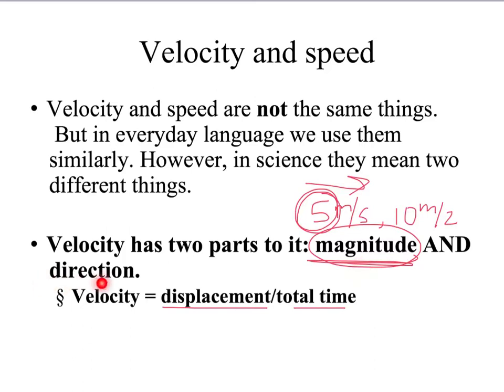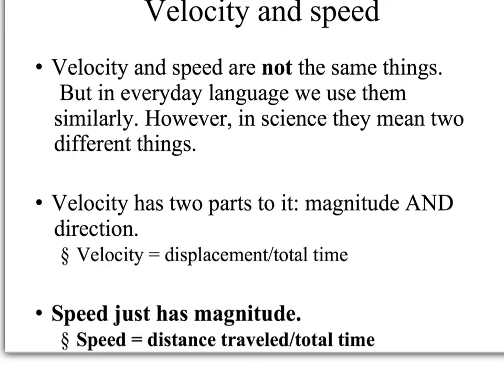But velocity has direction. Speed just has magnitude. So it's actually the distance traveled divided by the total time, not the displacement. And as we showed you earlier, you could have a distance that is completely different than the displacement, and so you would get 2 different values if you calculated that.